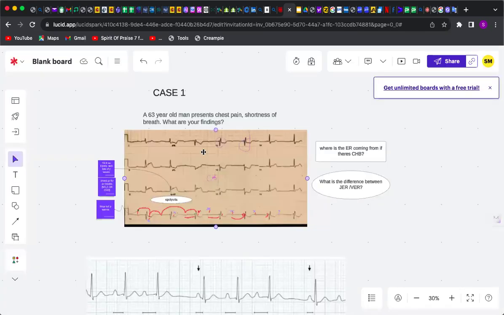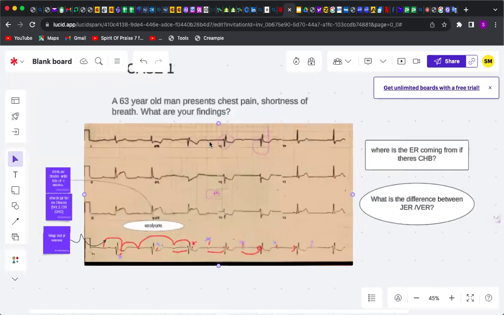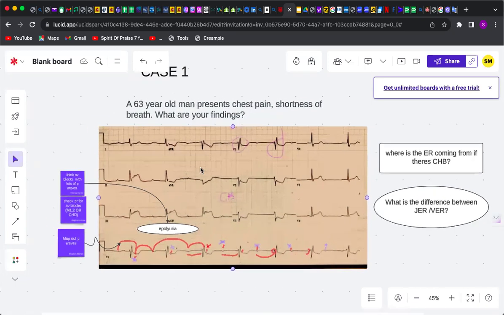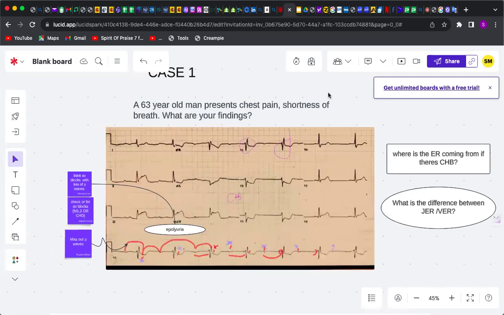So here we are. Case one, where we had a 63-year-old man who presents with chest pain and shortness of breath, and then we asked what the findings are. With a very quick look at this, medical students in their clinical years should be able to pick out quickly what we are seeing.